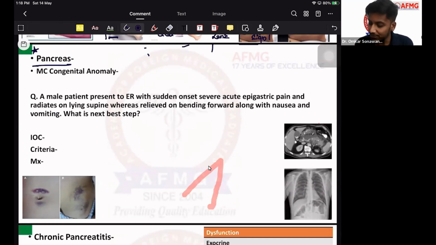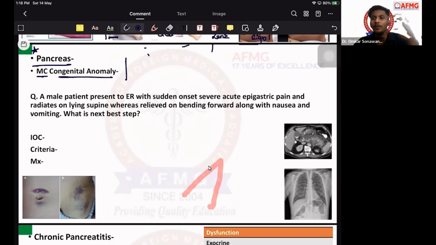Now, first of all, if I talk about pancreas, as we know, it has an endocrine as well as an exocrine function, right? Which is the most common congenital anomaly of pancreas? Annular is not so common. Please remember, pancreas usually develops from two buds, a ventral pancreatic bud and a dorsal pancreatic bud.